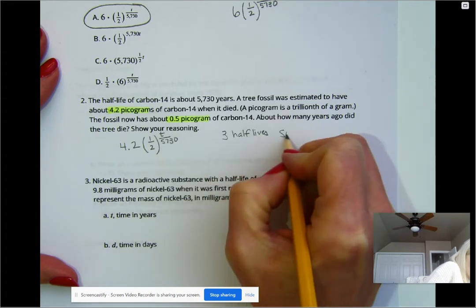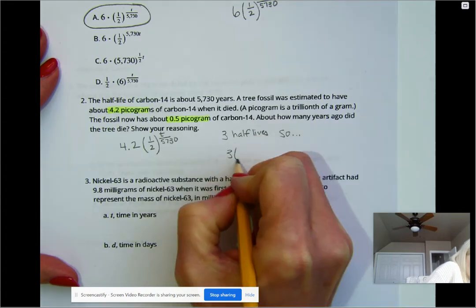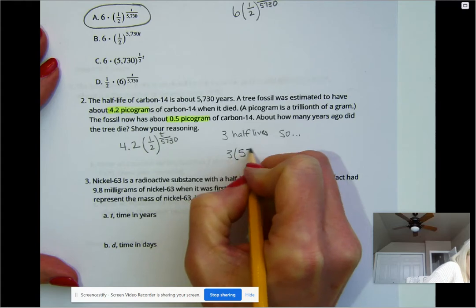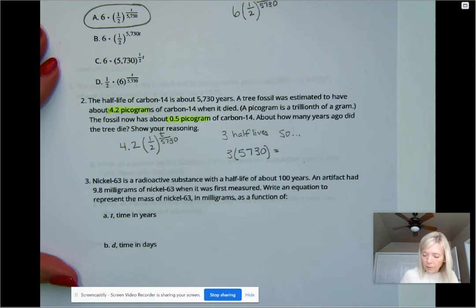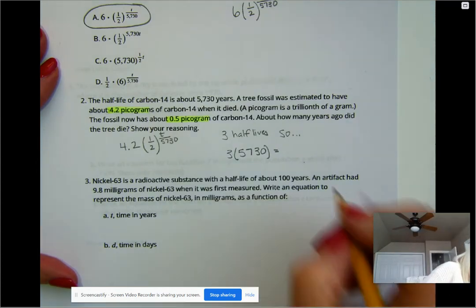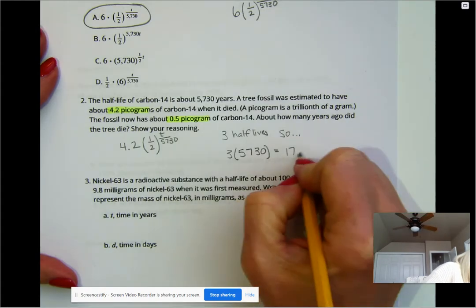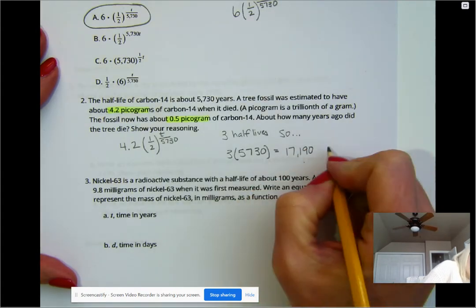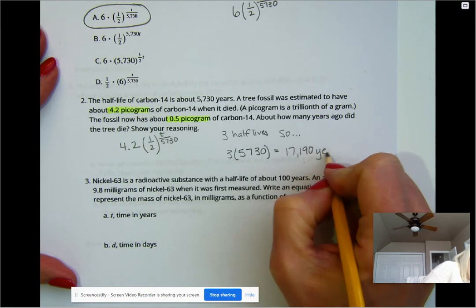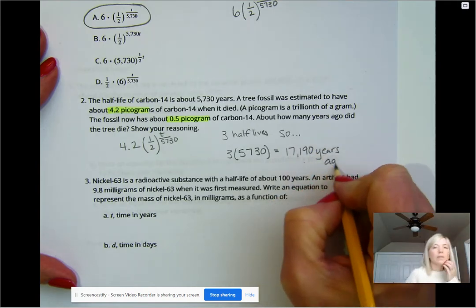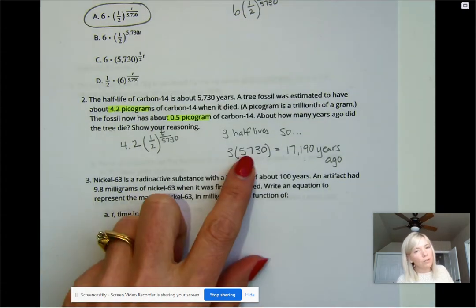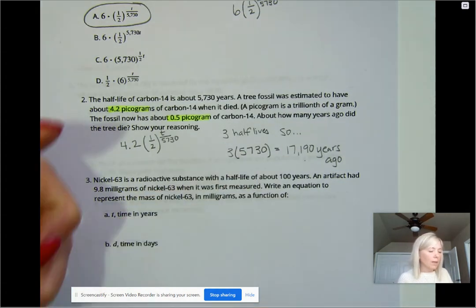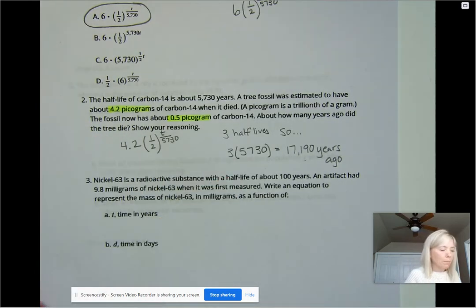So 3 times 5,730 is 17,190, and these are years ago. Okay, so 3 half-lives, each half-life is 5,730 years, and so we multiply them together, and that's what we get. Okay, number 3.